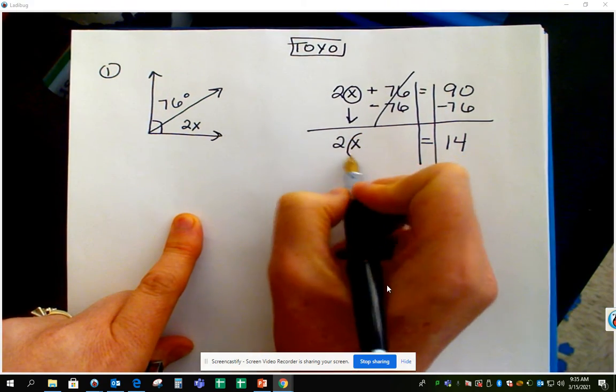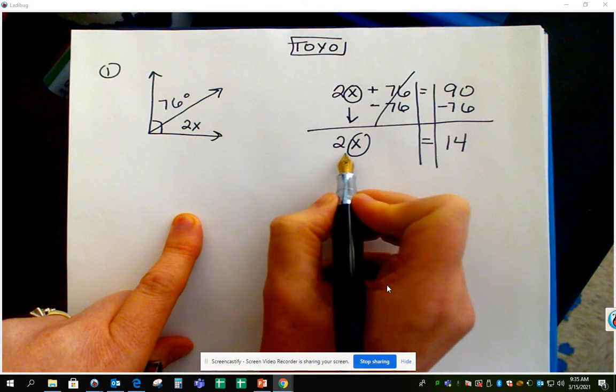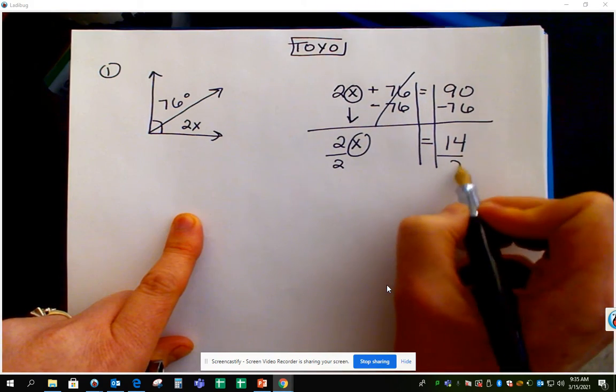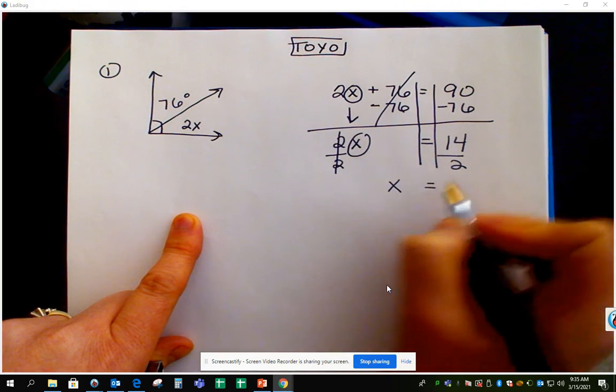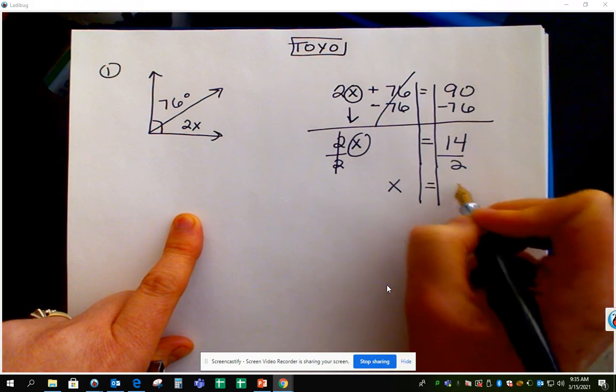And then again, I want x by itself. I can do that by dividing both sides by 2. That makes 1x or x. And 14 divided by 2 is 7.